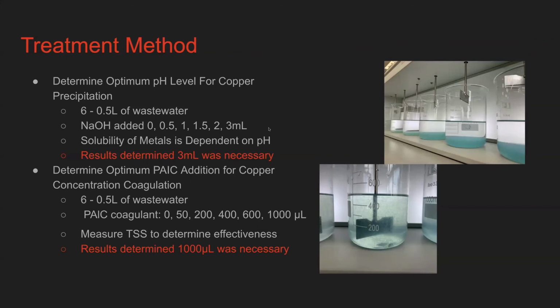Furthermore, we tried to remove more copper by adding polyaluminum chloride to create coagulation. We did this by adding 0, 50, 200, 400, 600, and 1,000 microliters. And we determined that 1,000 microliters produced the most coagulation, which is another form of precipitation at the bottom of the beaker.